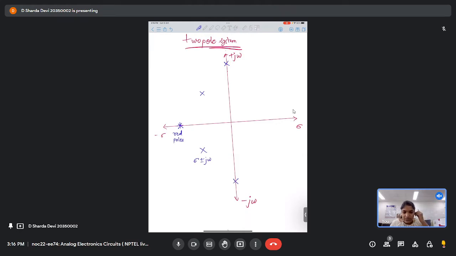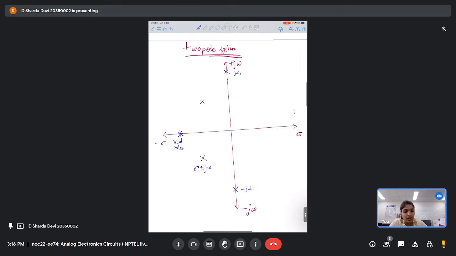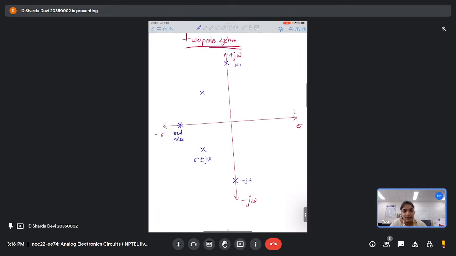Now, this is another condition where your poles will only have an imaginary component, which is plus j omega 1 and minus j omega 1. This is another possibility. So, can you let me know why we are only considering the left side of the S plane and not talking about the right side of the plane?